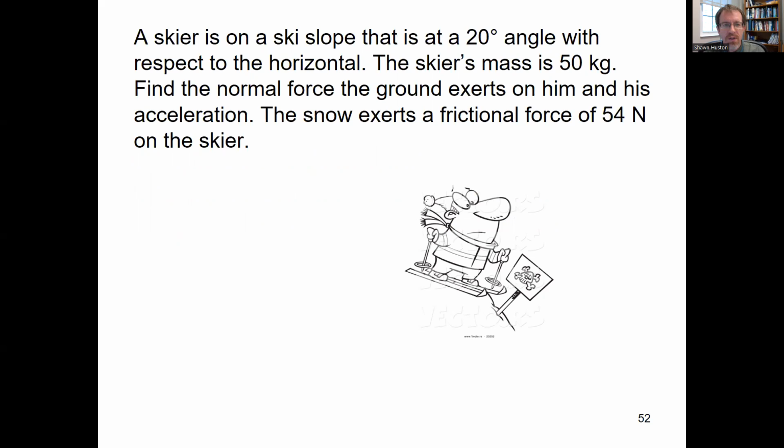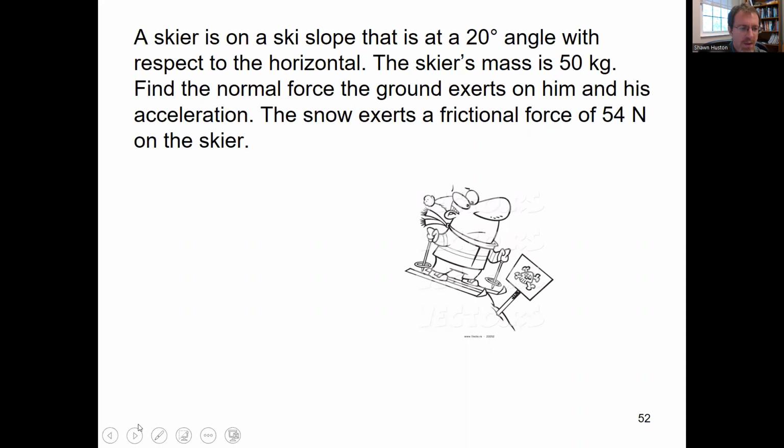This one says that we've got a skier on a ski slope, and that slope is at a 20-degree angle with respect to the horizontal. We're given that the skier's mass is 50 kilograms. We're asked to find the normal force the ground exerts on the skier and the skier's acceleration. And we're told that the snow exerts a frictional force of 54 newtons on the skier.